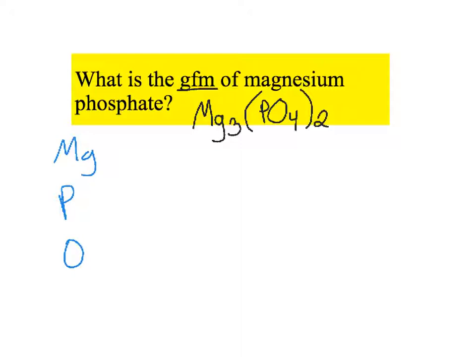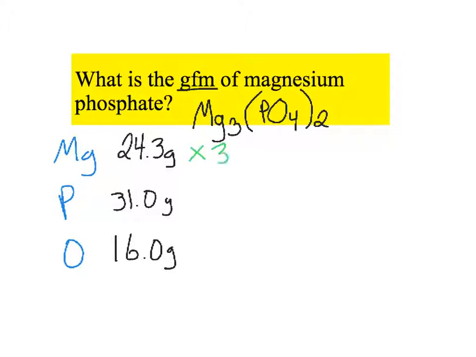Now, the next thing I'm going to do is find the masses. The mass of magnesium is 24.3 grams if I look at the periodic table. The mass for phosphorus is 31.0, and the mass for oxygen, which we have seen, is 16.0. Now I have to find out how many. I had 3 magnesium, so I multiply it by 3. Phosphorus, there is 1 phosphorus here.